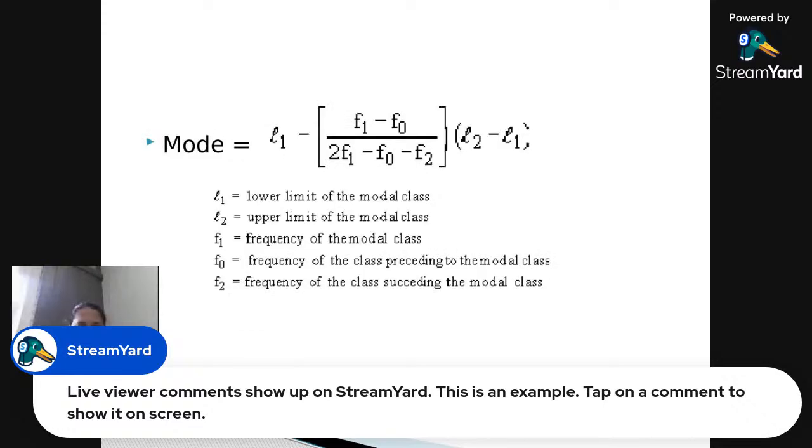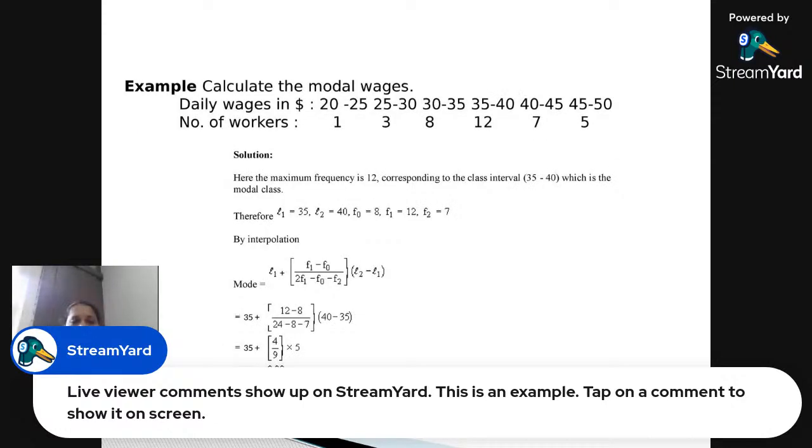Okay. Calculate the modal wages. Daily wages in dollars is given here: 20 to 25, 25 to 30, 30 to 35, 35 to 40, 40 to 45, 45 to 50. The number of workers: 1, 3, 8, 12, 7, 5.